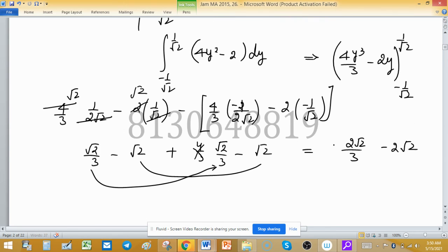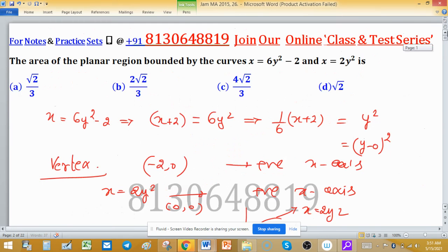And we have to take the absolute value, as mentioned in the previous part. So you can write finally, this is 4 root 2 upon 3 square units, which will be the answer. So 4 root 2 upon 3, this is option C as the right answer.